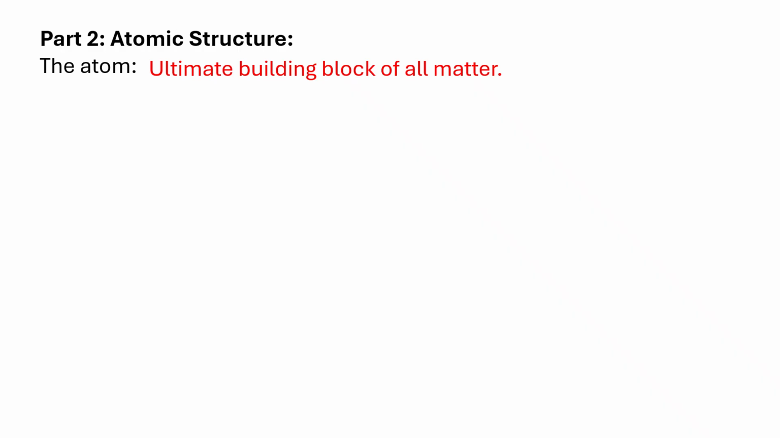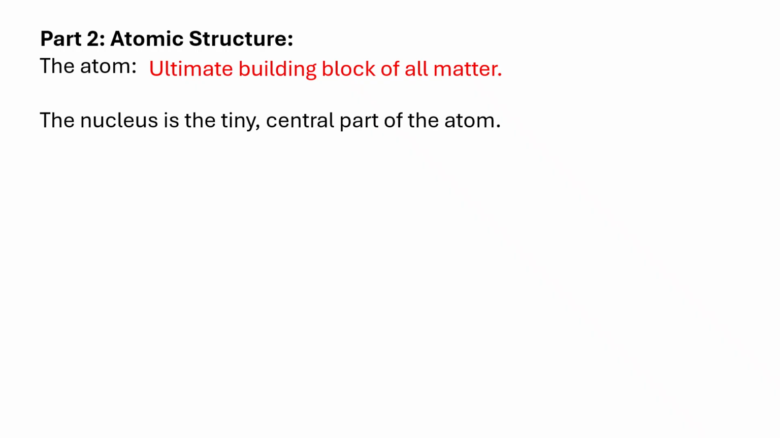Atoms are the ultimate building block of all matter. So we talked about matter being anything that has mass and takes up space when we did our defining matter and classifying matter in the first part. So this means that you can't subdivide it further, and that's true in a chemical reaction. In physical processes, it is actually possible to break down atoms even further, but only in a nuclear process.